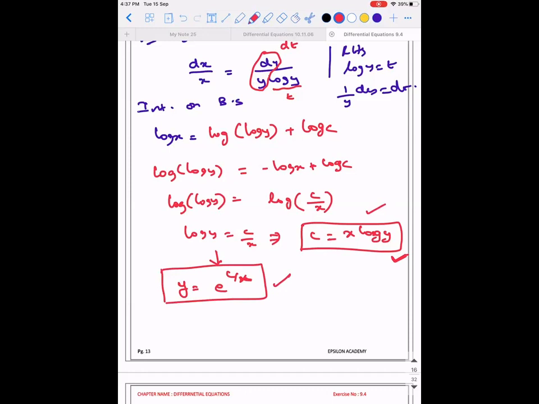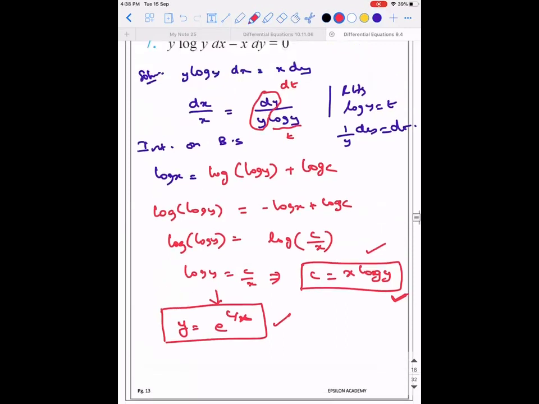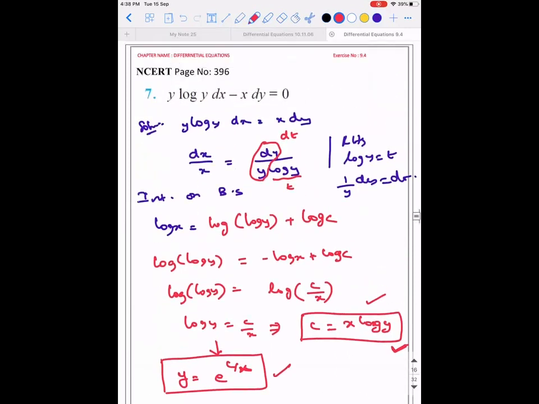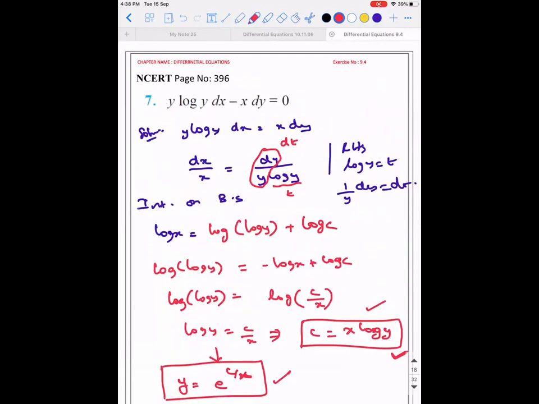Sir, it's e power cx, it's given. E power cx. Yes, sir. Right. No sign mistake, right? y log y is equal to, sir, it is x log x plus log c, right? Well, log x plus log c. Yes. No. See, this is there, no? Log y is there. Oh, yeah.